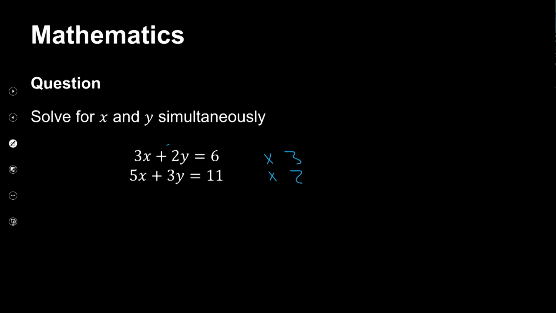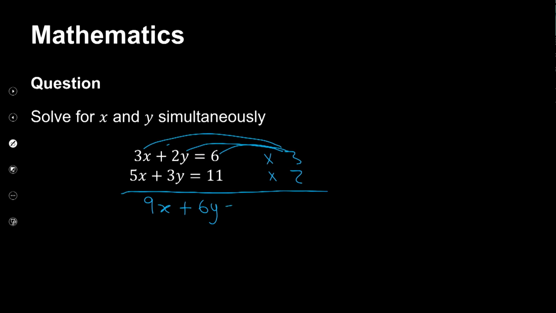Mathematically, you know what you do on the left, you must do on the right, and with any other term that is there. So if I multiply the 3 by the 3x, it will give me 9x. The 3 by the 2y, it will give me plus 6y. The 3 by the 6, it will be equals to 18. And then we go to the second equation. The 2 by the 5x will give me 10x. The 2 by the 3y will therefore give me 6y. And then the 2 by the 11 will give me 22. Then now this is my equation 1, this is my equation 2.